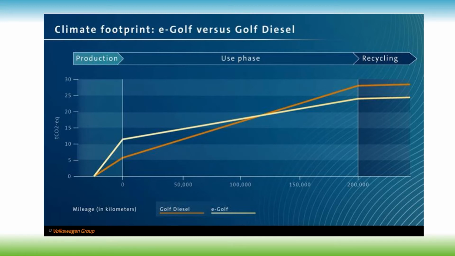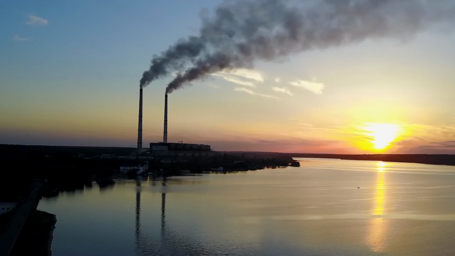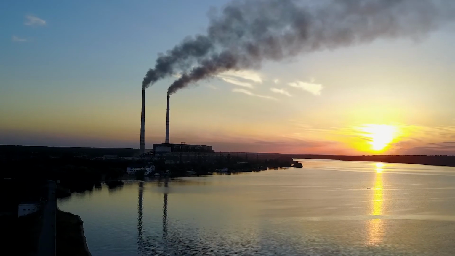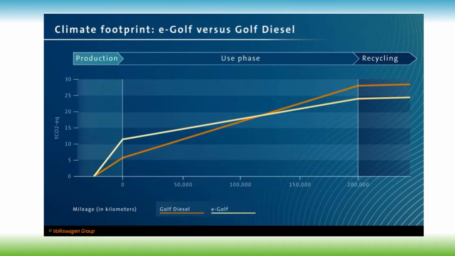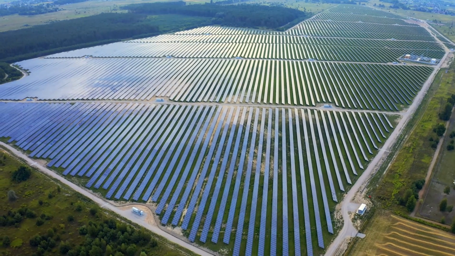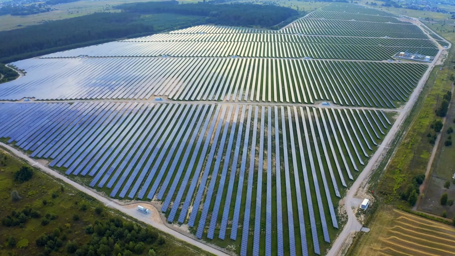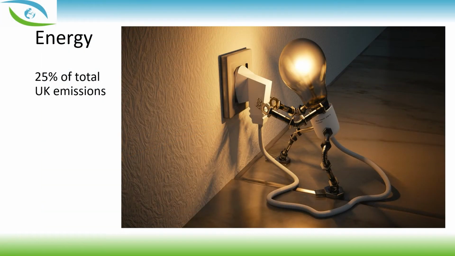The use phase is only as clean as the electricity used to charge it. The Volkswagen analysis is based on the German electricity generation network, which is notoriously carbon intensive. Running on 100% wind or solar power would reduce the use phase emissions by about 60%. There are other options for decarbonising transport and travel, and these will be discussed as part of the action planning in the next module. We next look at the energy sector.